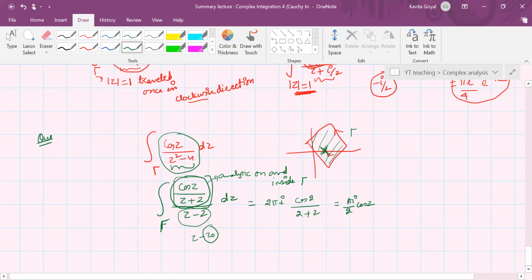In the next video, we will dwell further into this Cauchy integral formula. We will discuss Cauchy's integral formula for derivatives.